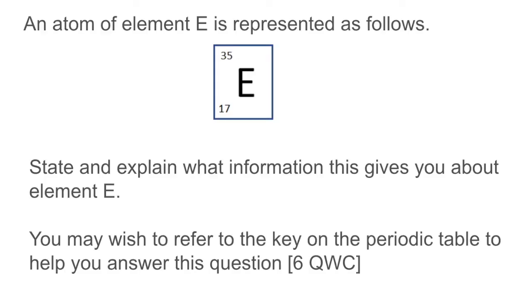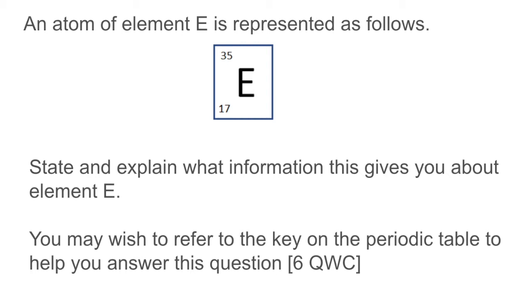Okay, so last one then is the chemistry question, a 6-mark question about the periodic table. The question says an atom of element E is represented as follows. There's a large capital letter E, and then two smaller numbers, bottom number 17, top number 35. The question then goes on to say, state and explain what information this gives you about element E.